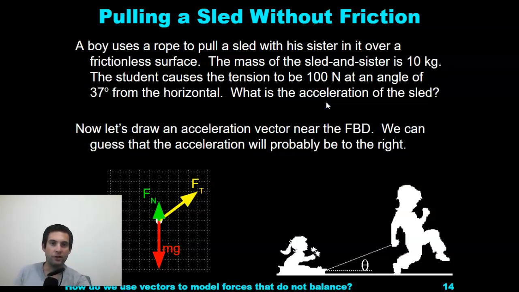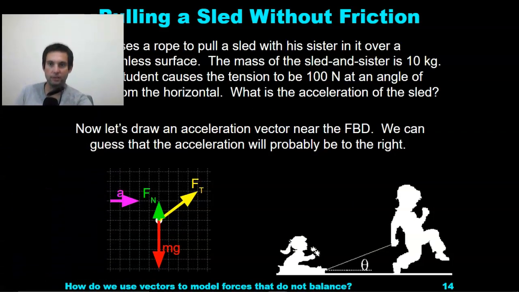Now let's draw an acceleration vector near the free body diagram. We can guess that the acceleration will probably be to the right, right? It looks like the boy's running to the right, probably not running backwards because you can't push with a rope. There's our acceleration vector.